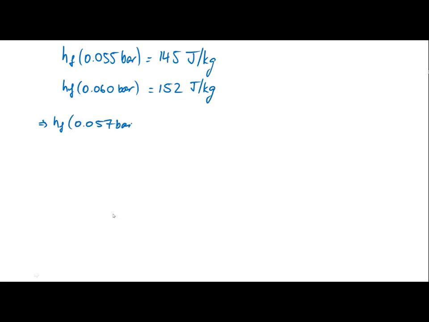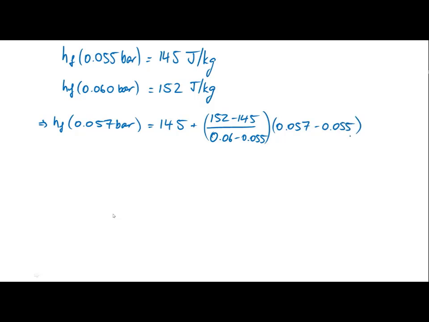If we substitute those values into the expression that we derived earlier, we can directly calculate the enthalpy of saturated water at 0.057 bar. So it's 145 plus the slope of the line multiplied by that difference in x, which is 0.057 minus 0.055. When we calculate that, we get 147.8 joules per kilogram. That should be joules.